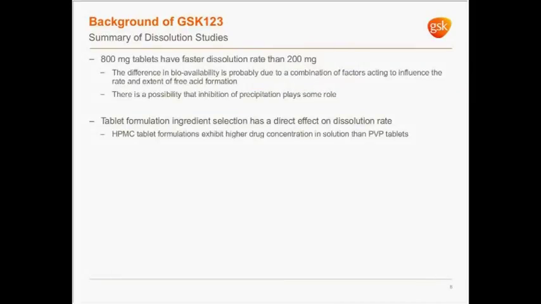So the difference in bioavailability between the 200 milligram and the 800 milligram tablets can possibly be attributed to a combination of several factors. At the time, it appeared possible that the salt form was converting to the parent free acid. If this was the case, then we needed to investigate how various excipients could influence not only the rate of free acid formation, but also the extent to which it happens. It was important to determine if we were seeing the results of precipitation inhibition. The most influential excipient in the drug bioavailability appeared to be HPMC, but we couldn't really rule out the possibility of other ingredients also contributing to the dissolution profile of the 200 milligram tablets.